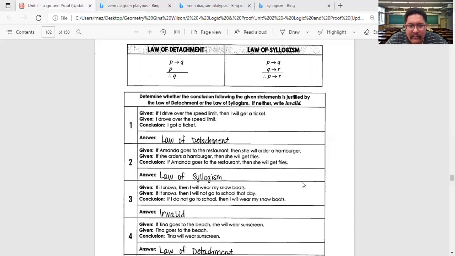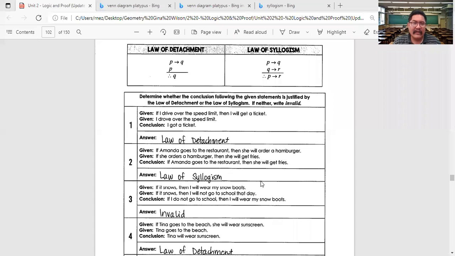Okay, so number 3. If it snows, then I will wear my snow boots. If it snows, then I will not go to school that day. Conclusion, if I do not go to school, then I will wear my snow boots. Now, looking at it, it does kind of make sense. If it's snowing, you wear boots and you don't go to school. So if you don't go to school, you won't wear the boots. You probably don't need to go outside anyway. And there's a lot of things. But again, we're looking at, does it make sense in terms of how the rule is written?